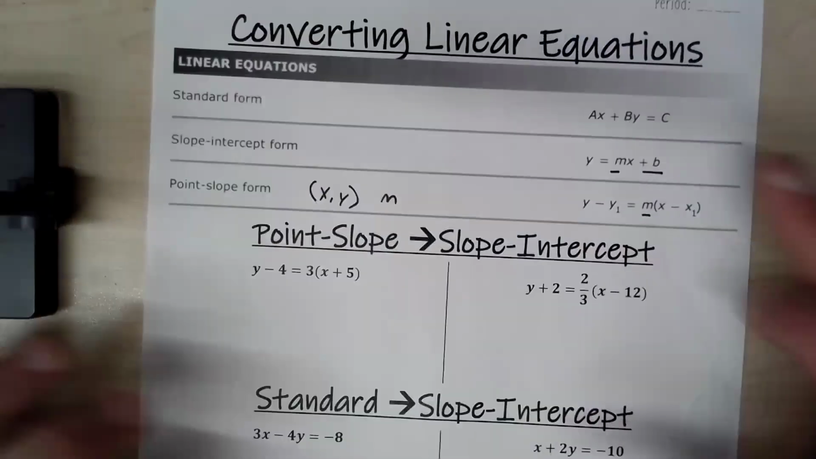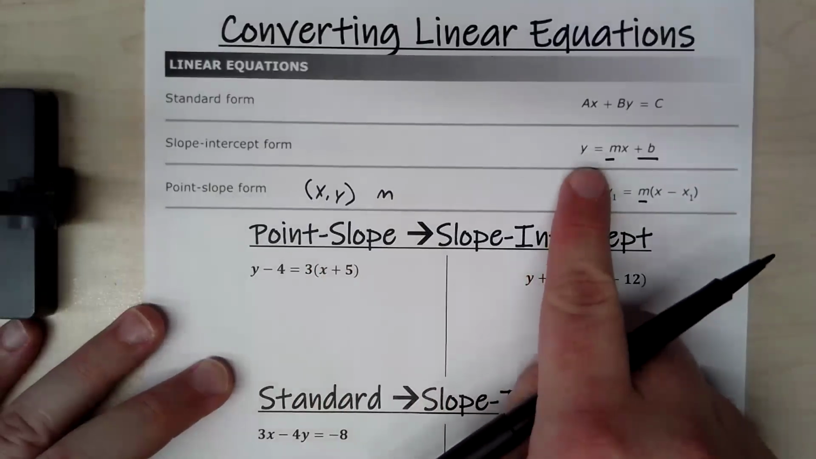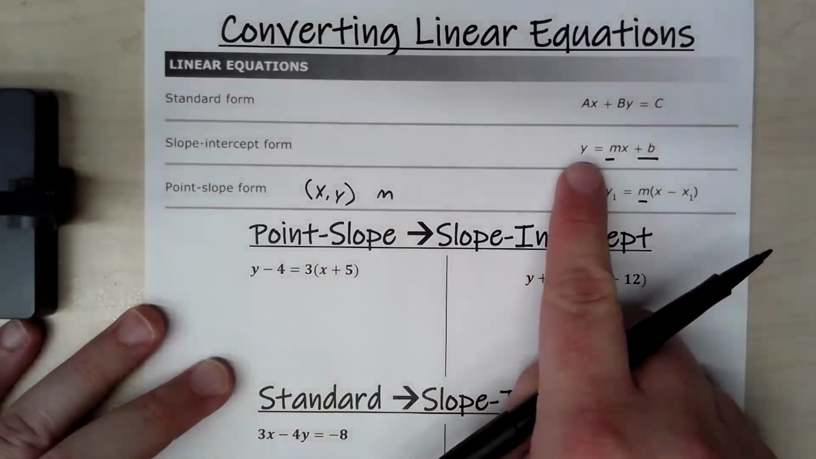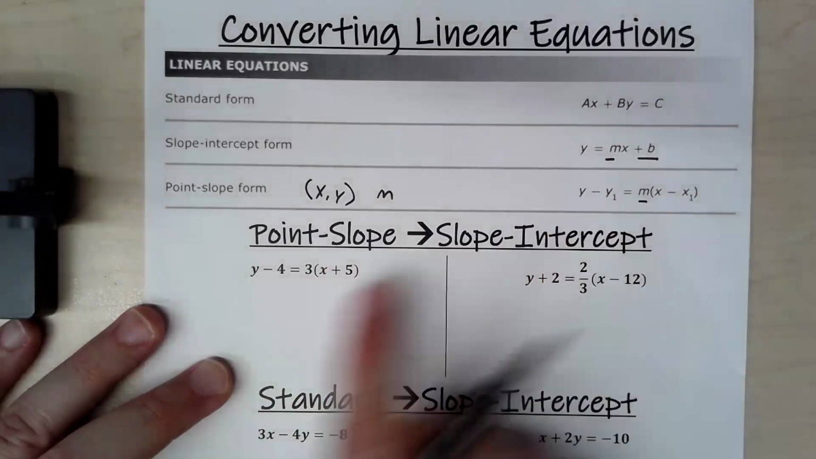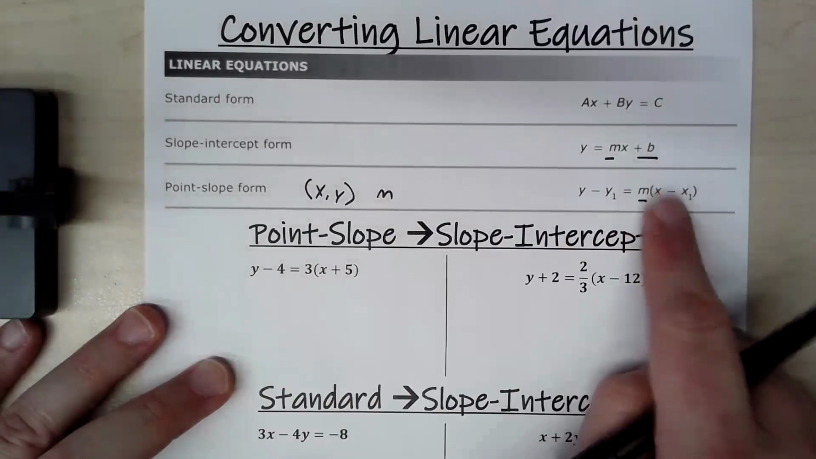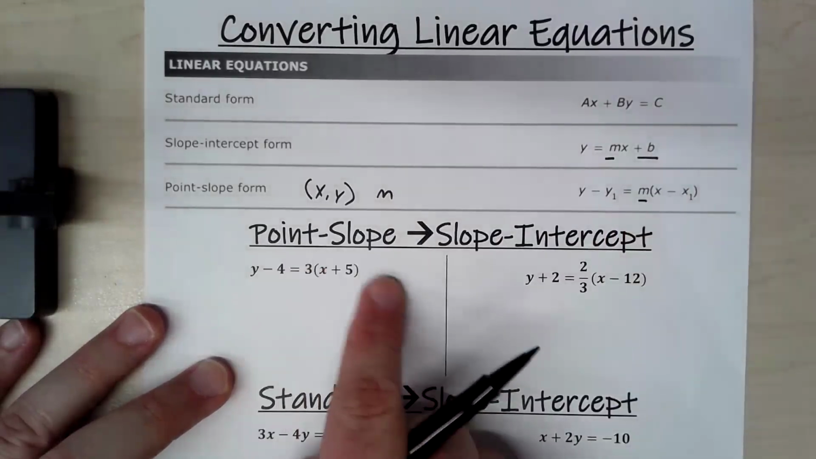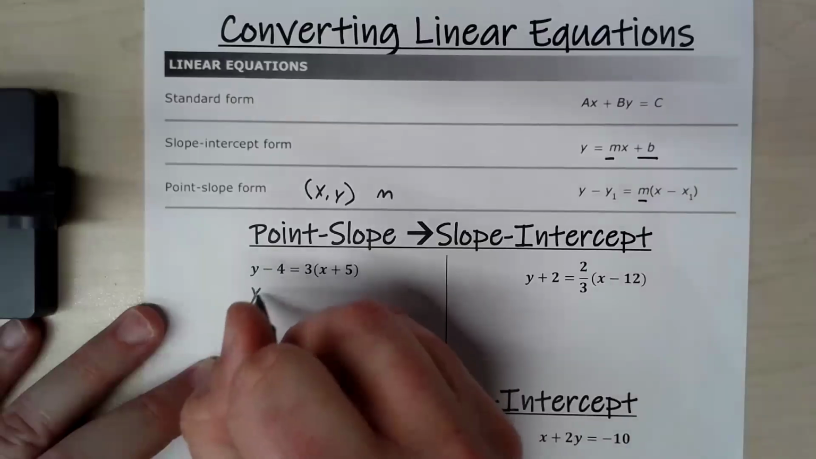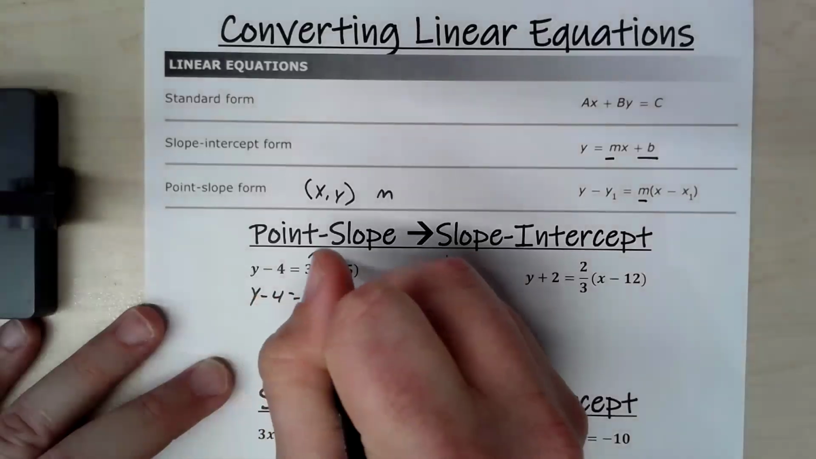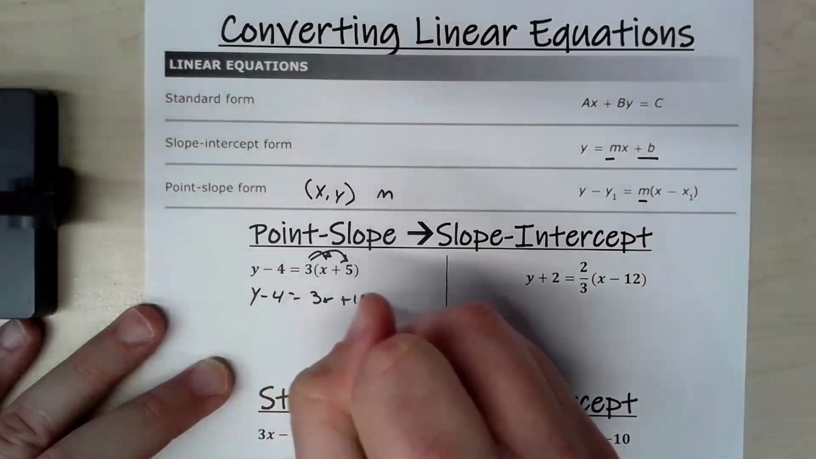So to go from point-slope form to slope-intercept, you notice the difference in point-slope: I need to isolate y. So I need to get this y by itself. And also, I don't have any parentheses. So our first step is we're going to distribute and then move this value over. 3 times x is 3x. 3 times 5 is 15.